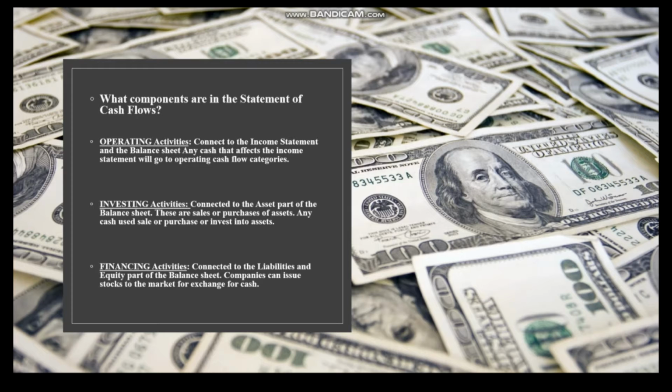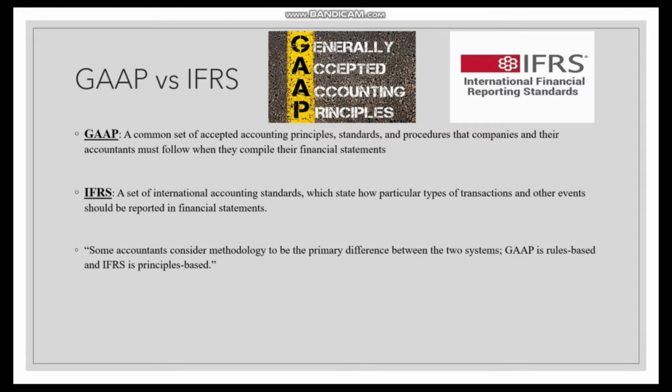Three, financing activities, connected to the liabilities and equity part of the balance sheet. Companies can issue stocks to the market for exchange for cash. That's what happens within the financing activities part. So those are the three different categories and activities that we can classify within the statement of cash flows. So as we talked about, GAAP versus IFRS.